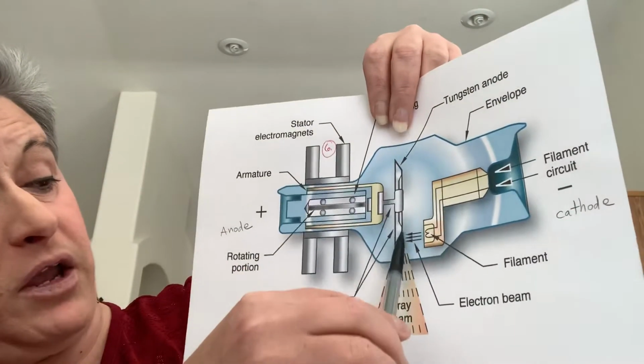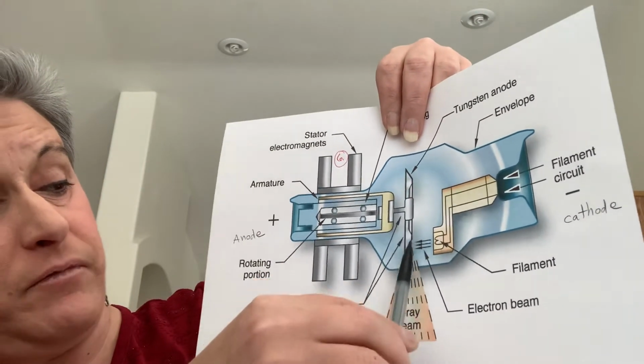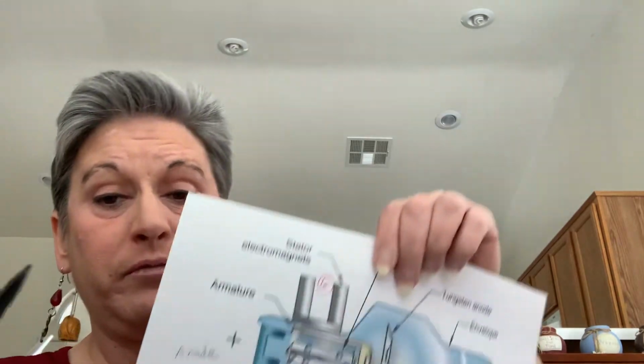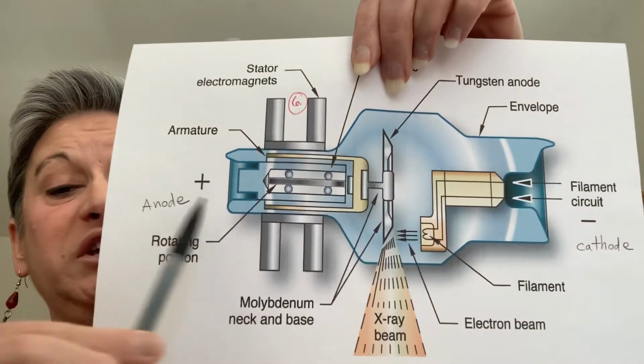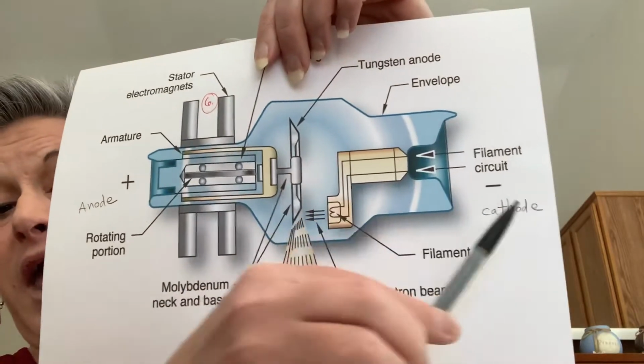The anode has a target. Right here is the target. The high-speed electrons are suddenly stopped on the target, and that results in the production of X-ray photons. The electricity comes in from both sides of the X-ray tube, so you've got electricity coming in from here and from here.